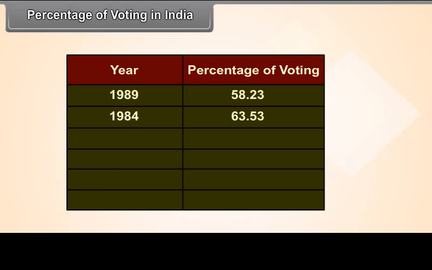It is based on the principle of equality. Any citizen of India above the age of 18 can vote in an election. Initially, the age limit for voting was 21. Who decided to change the age limit?